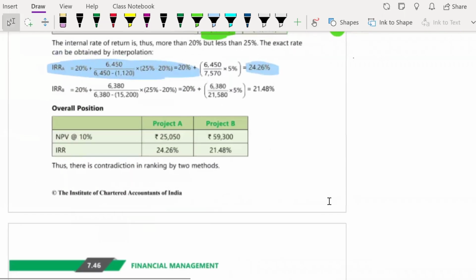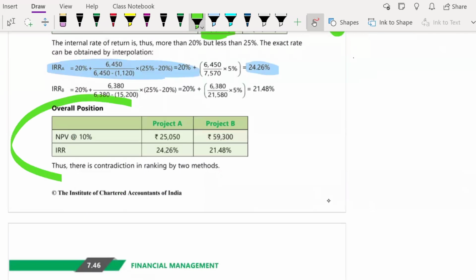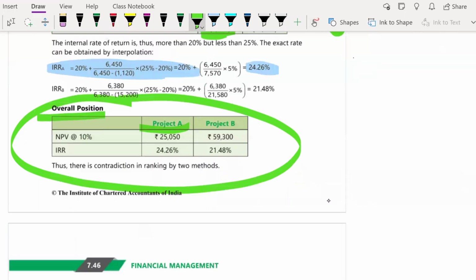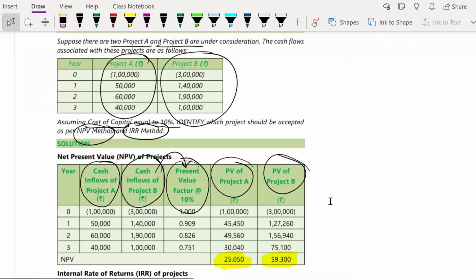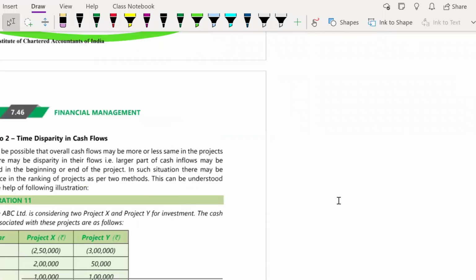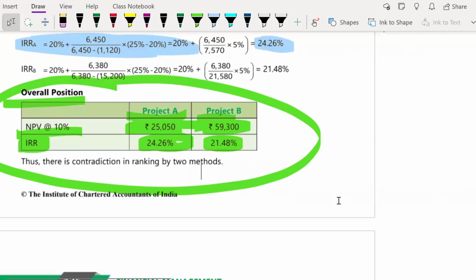One thing that you have to remember is, if there is any question where they have given you two projects and told you to find out multiple things, then at the end you can put a summary. So overall position: project A, project B, NPV at 10%, how much it is, IRR, how much it is, for both the projects. Here they are telling you to take a decision on which project you should choose. As per NPV, which project is better? NPV of project A is 25,000 something, project B is 59,000 something. So project B is better as per NPV.